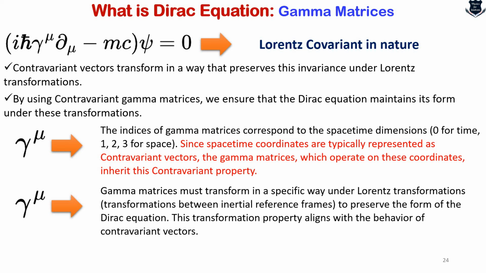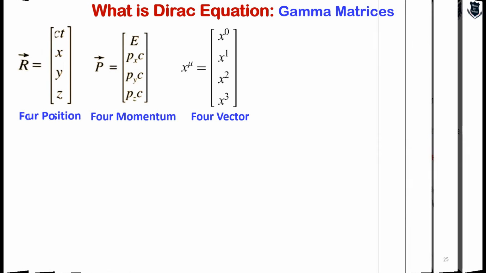Why? Because it has to be a Lorentz invariant. And the transformation property aligns with the behavior of contravariant vectors. But what you are thinking to be truly covariant and contravariant, it is not so. It has got a very subtle thing which I am going to tell you. So from here, let me show you a bigger picture.